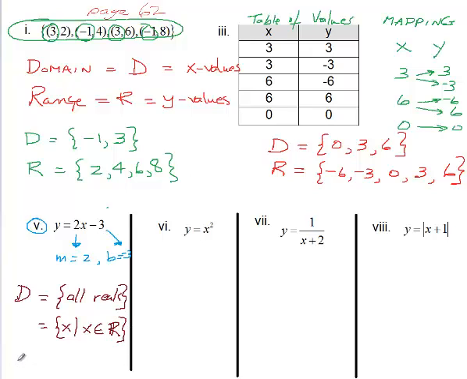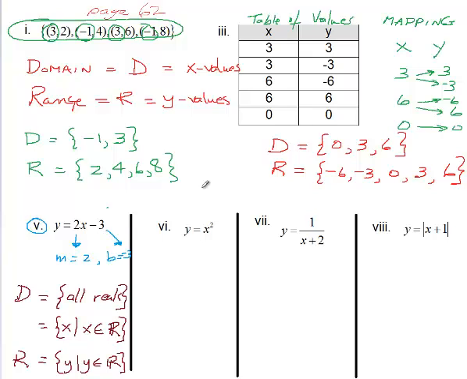And the range, by the way, is exactly the same here. Domain is all reals, and the range is all reals as well. Y such that y belongs to the real numbers. See, there's no restriction. That linear function goes on forever and ever. Every x value, every y value can be in use here.